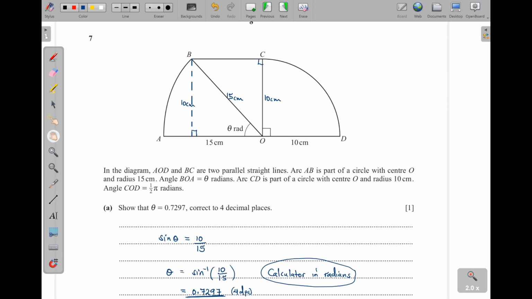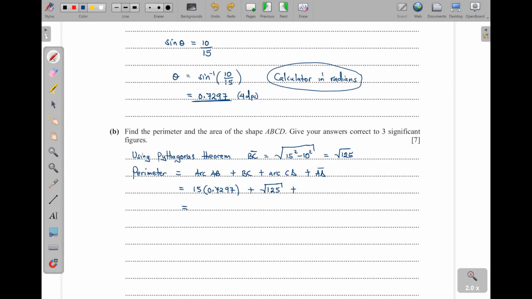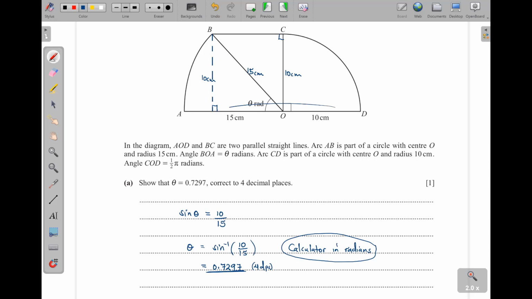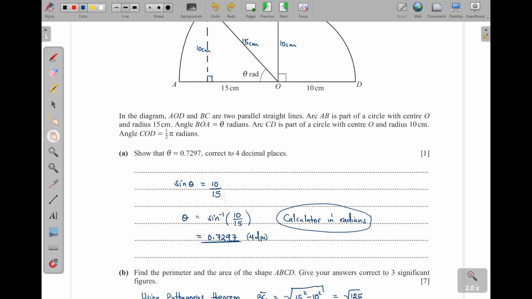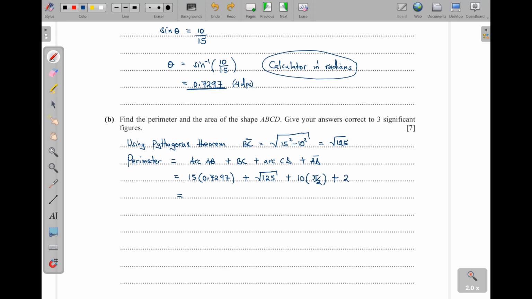When we go to CD, the radius is this one here, but the angle is 90, which is pi over 2. So we shall have 10 times pi over 2. And then plus AD. AD is here, is 15 plus 10, which is 25. So I'll have 25 here.